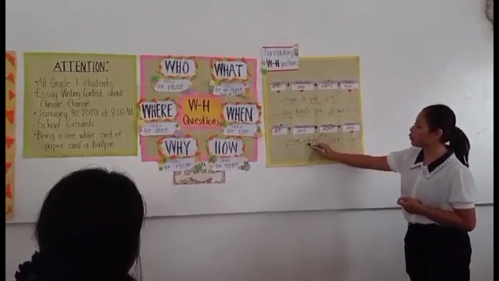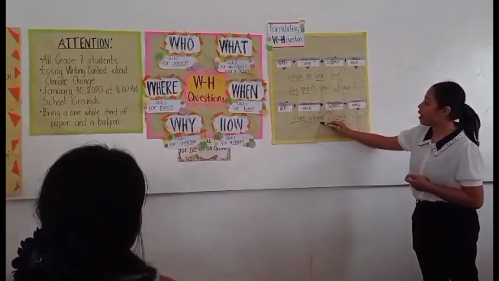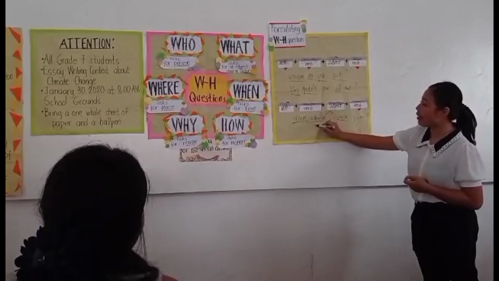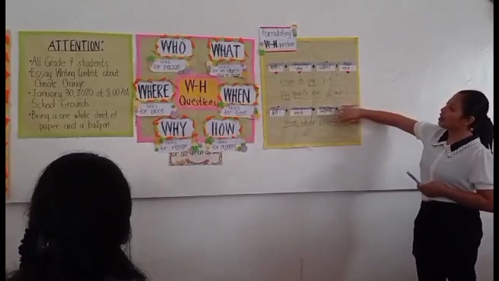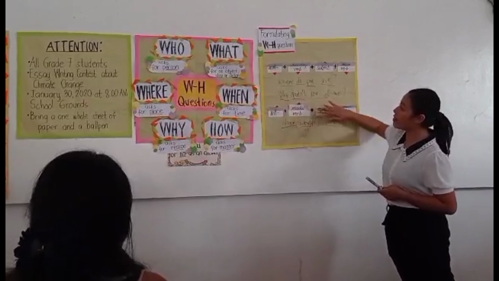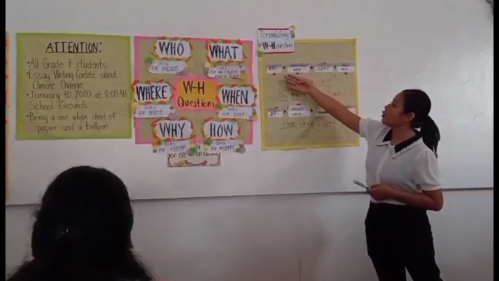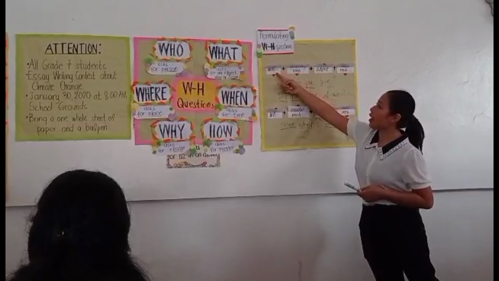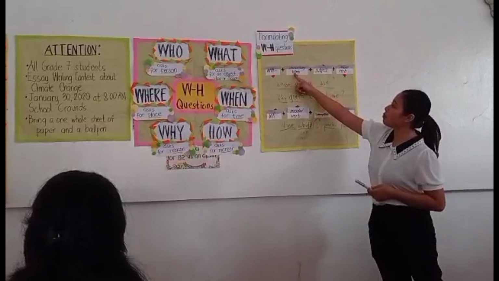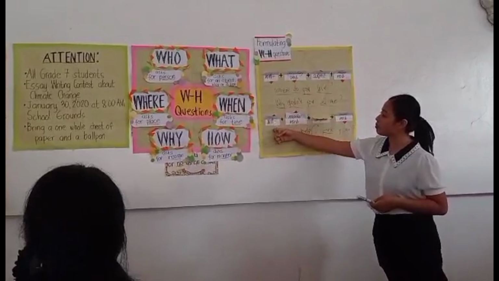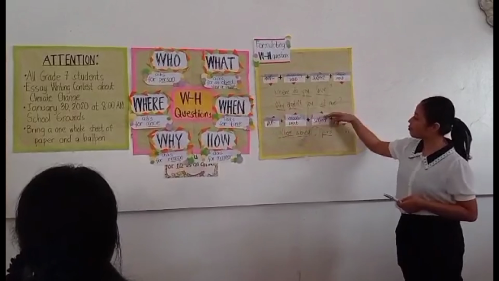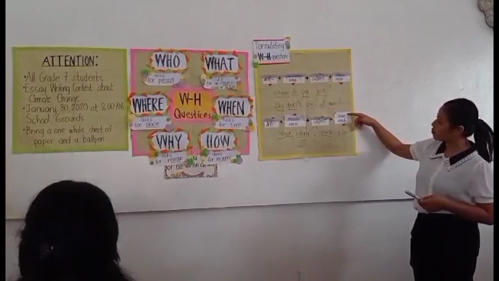Again, you can have can, could, and many modal verbs. All right. So again, for the last time, we have WH plus auxiliary verb plus subject plus main verb. WH plus modal verb plus subject plus main verb.